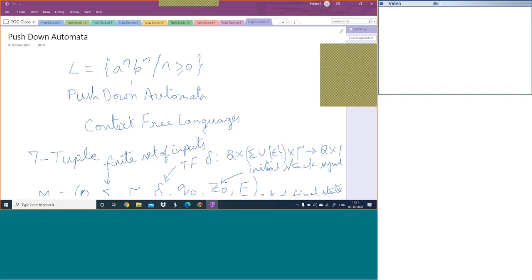Therefore, we cannot construct a finite automata to accept this language. Hence, this language is not regular. Now, if this is not regular, means if this language is not accepted by finite automata, then what kind of automata will accept this language?